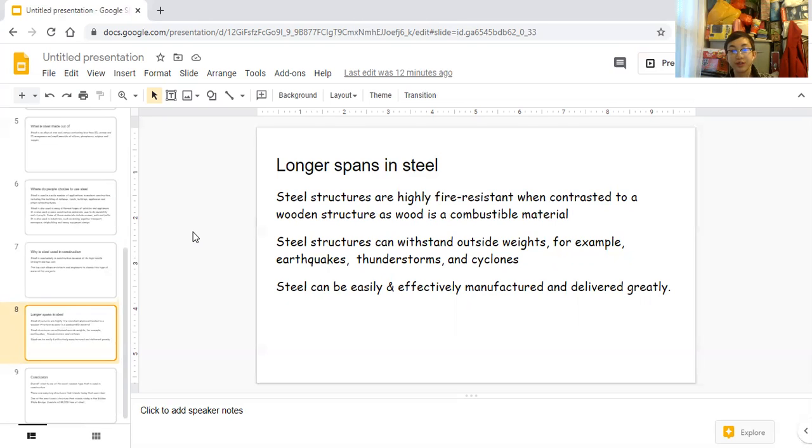Steel is also easily and effectively manufactured and delivered. It can be manufactured at a site that's very close to the project, and it can be delivered really fast and in an efficient way. Unlike concrete from our last lesson, which needs to be transported by a concrete truck, and that concrete truck has 2 hours to get from the manufacturer to the site.